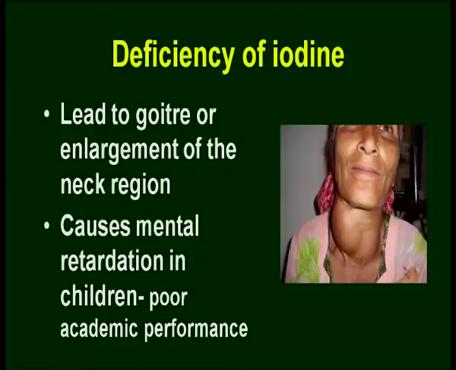Particularly in hilly areas, you may see some women or other people with a large neck. That is called goiter, which is the enlargement of the neck region. It also causes mental retardation in children. So they perform badly in academics, and we are not able to relate this to iodine deficiency in them. There are many other cases of disability due to the deficiency of iodine.